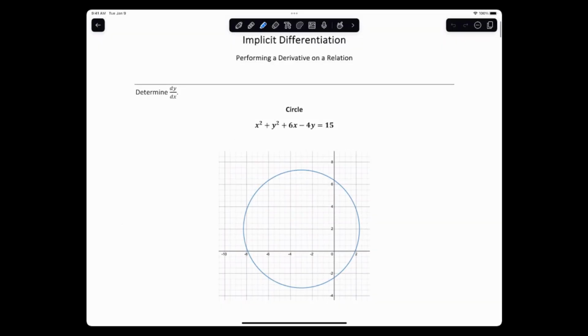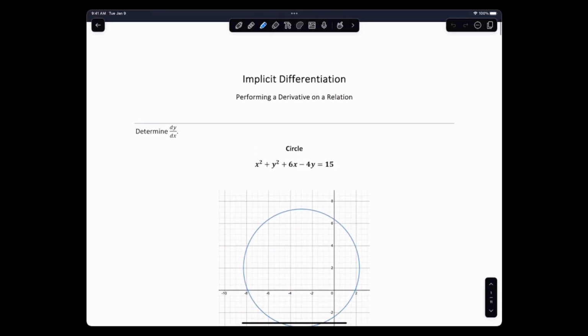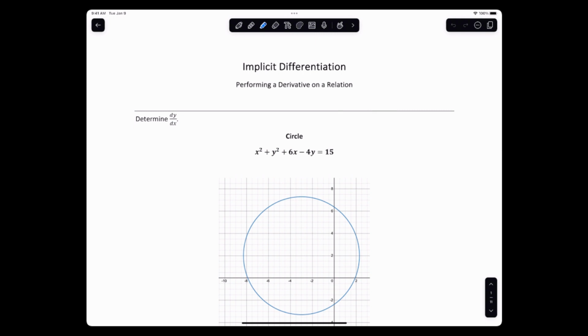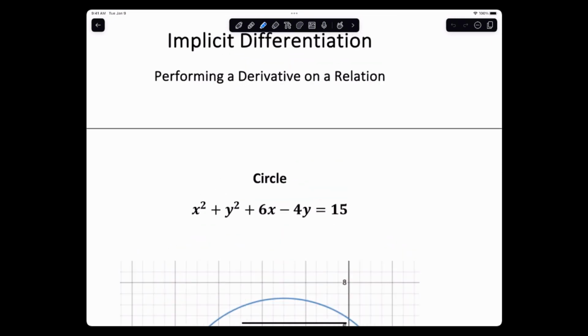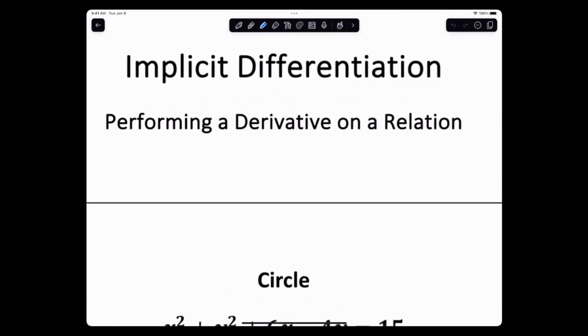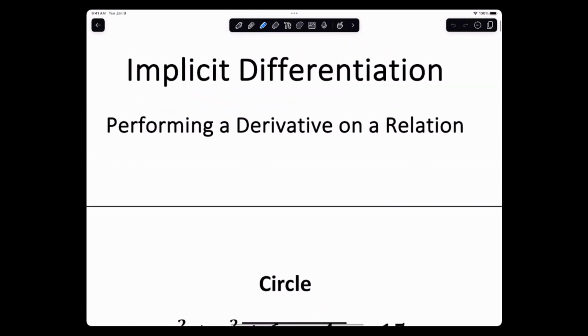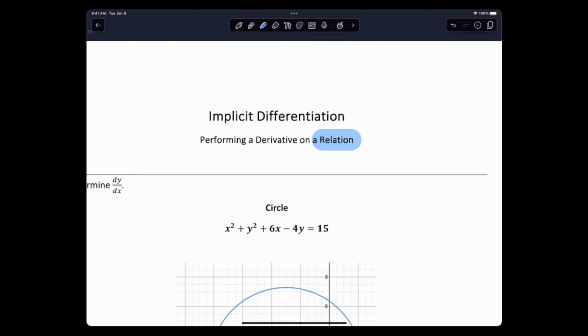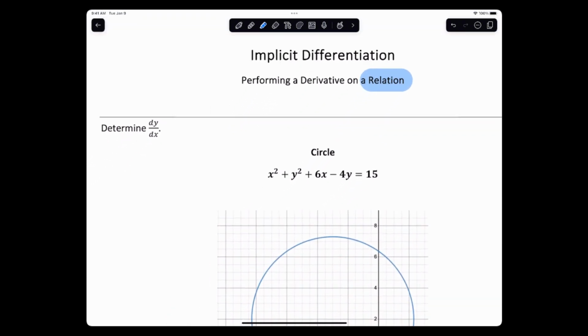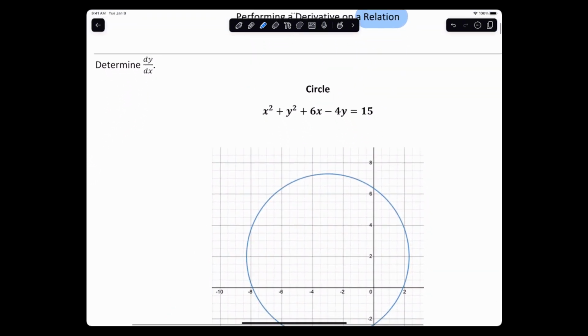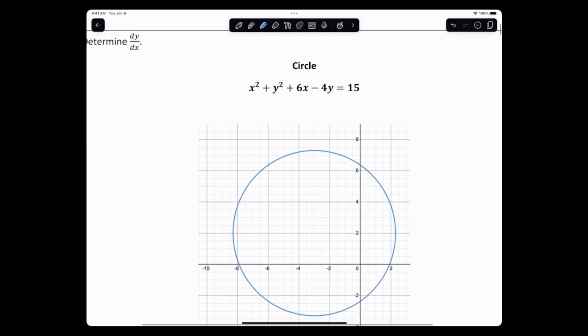And I have it even in the iPad for us this morning. Implicit differentiation. Now, what is this about? You might say, performing a derivative on a, what's that word? On a relation. So if you go back to Math 260, what you're looking at here is really a general form for the equation of a circle.